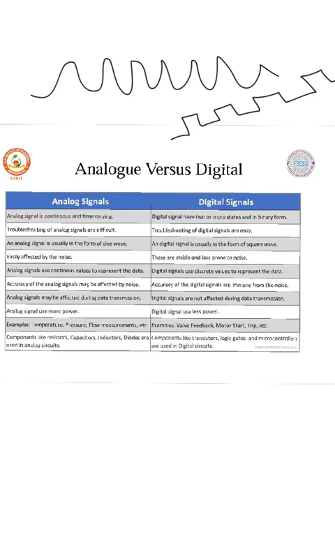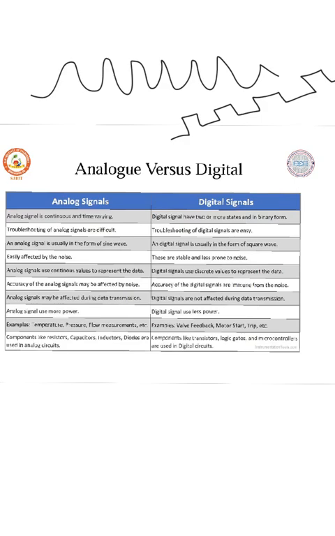The accuracy of the analog signal may be affected by the noise, but the accuracy of the digital signal is immune from the noise because the data will be sent in 0 or 1 form. So noise disturbance will be less in the digital signal. Analog signals may be affected during data transmission, but digital signals are not affected during the data transmission. Analog signals use more power, digital signals use less power.